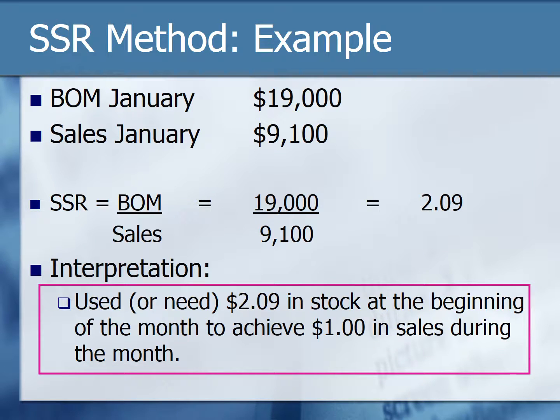Considering that the SSR is the stock to sales ratio, this SSR of 2.09 basically means that you used or needed $2.09 in stock at the beginning of the month, the BOM, to achieve $1 in sales during the month. So for each dollar of sales, you prepared a beginning of month stock level of $2.09. That's the meaning of it.